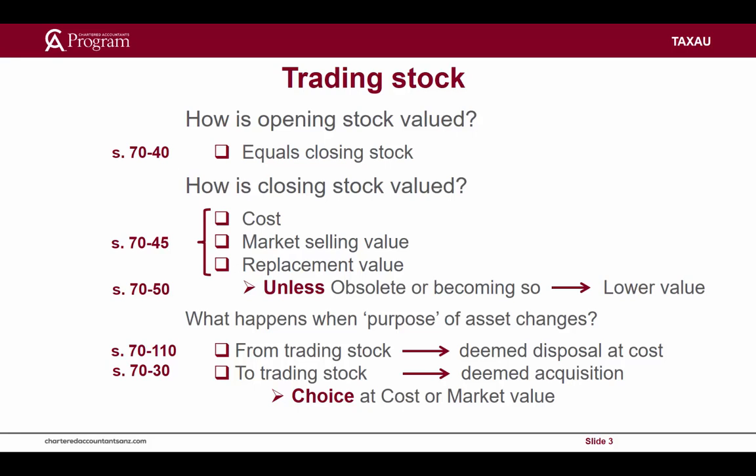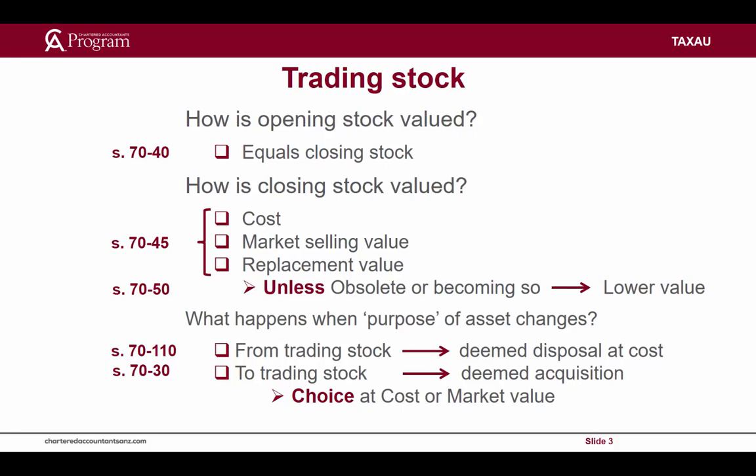Trading stock may be written down to a lower value if it is obsolete or becoming obsolete. Therefore, trading stock can be valued at nil, where it's going out of use, going out of date, or becoming unfashionable. For example, if trading stock on hand at year end will be out of date in 3 months' time, and the taxpayer knows that they are not going to be able to sell that much trading stock before that time, then they can actually write down the value of the closing stock as at the end of the income year.